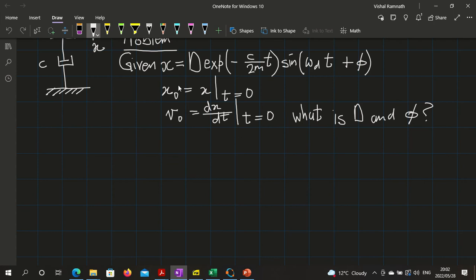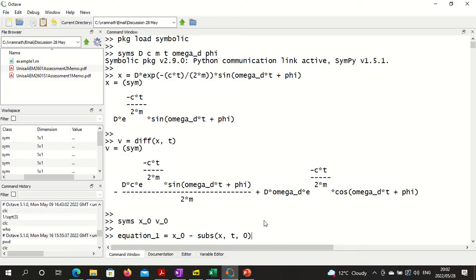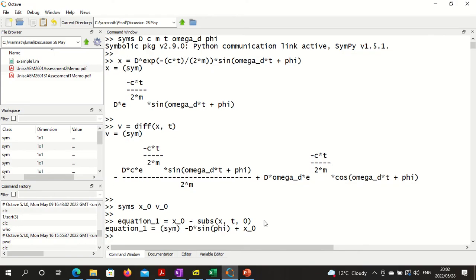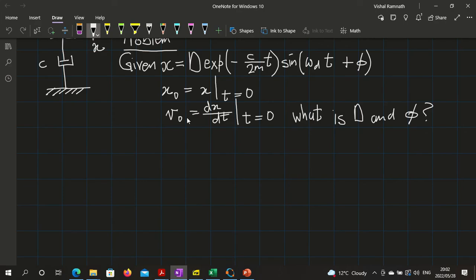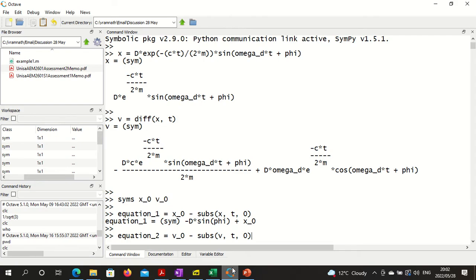Equation 1 is x0 minus x at t is equal to 0, and that should be 0. Equation 2 is v0 minus the derivative evaluated at t is equal to 0, and that of course would be 0.